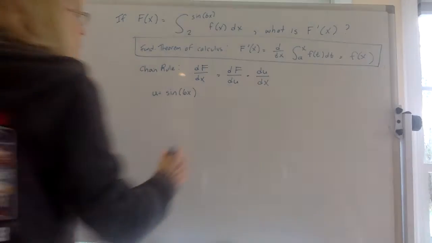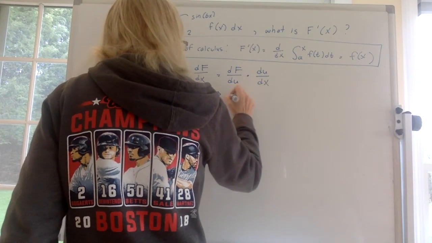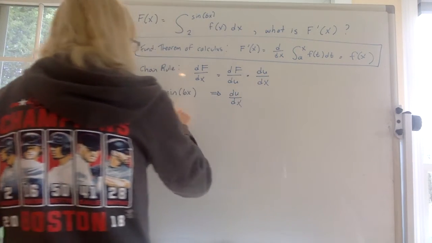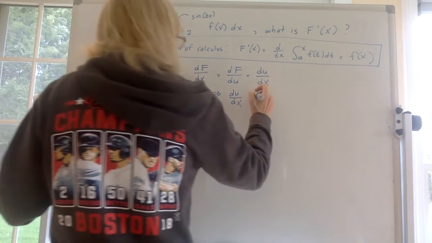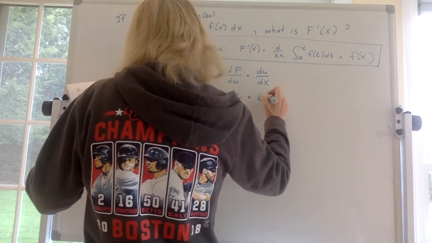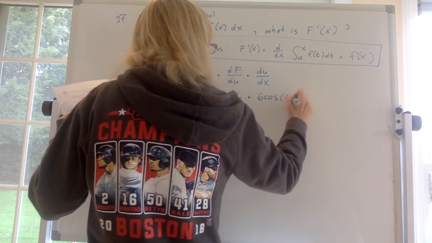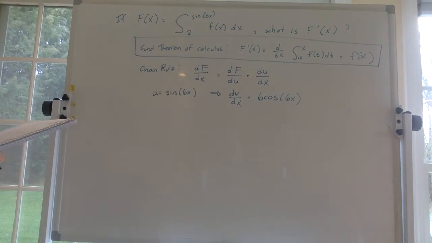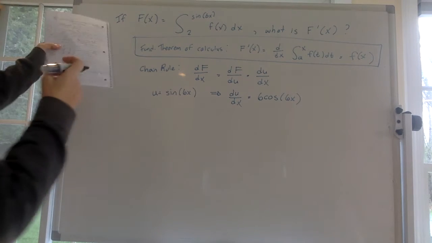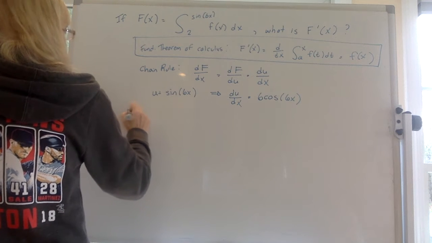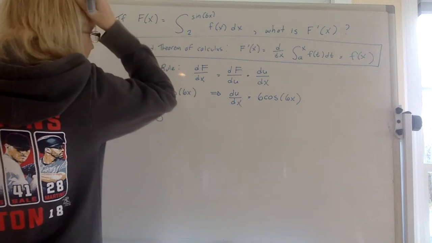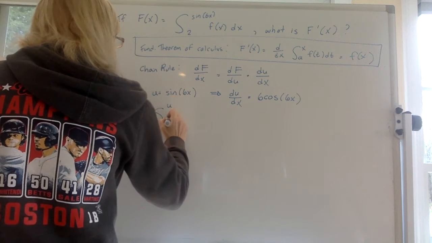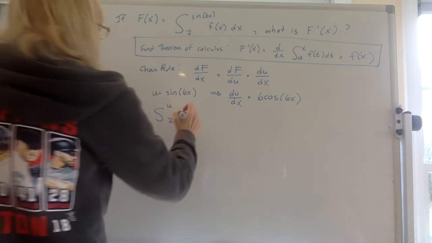Okay, so that's what we're going to use. Can you tell me what du/dx is from that? The derivative of this with respect to x is, if you remember, just 6 cosine 6x. Now we can go back to our function, and I'm going to just call it F for now. Instead of sine 6x, I'm going to put a u. There's still a 2 there, and we still have an f of x there.